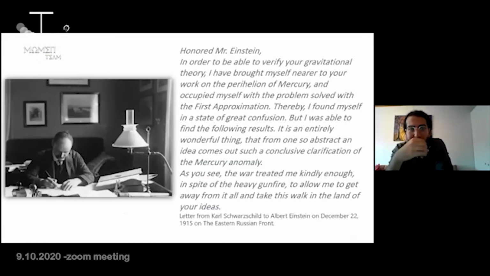And he sent a mail to Einstein. I would like to read it for you. "In order to be able to verify your gravitational theory, I have brought myself nearer to your work on the perihelion of Mercury and occupied myself with the problem solved with the first approximation. Thereby, I found myself in a state of great confusion."